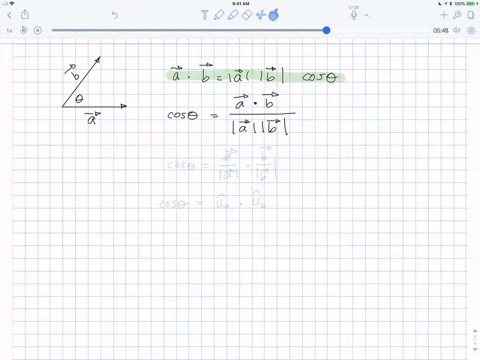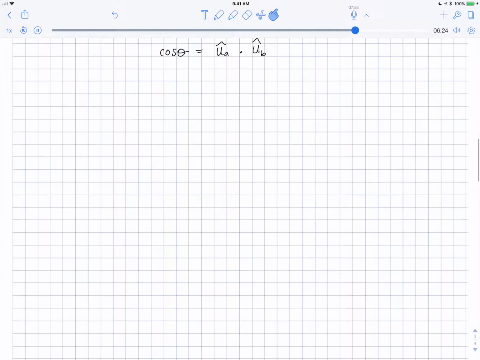But let's look at this a little more carefully. Cos theta is A over its magnitude, dot B over magnitude of B. Well, that's just the unit vector of A dot the unit vector of B. So that's another way to get cosine theta between two vectors: find the unit vectors in both directions and take the dot product. You get cosine theta, and then take the inverse cosine to get theta.